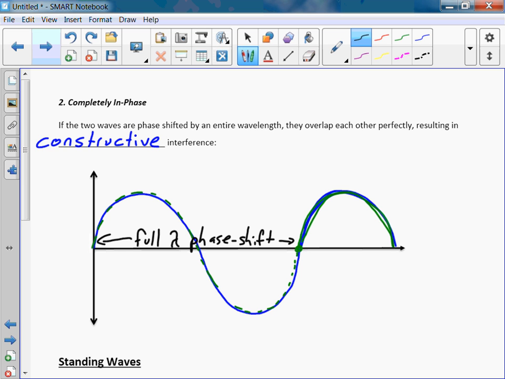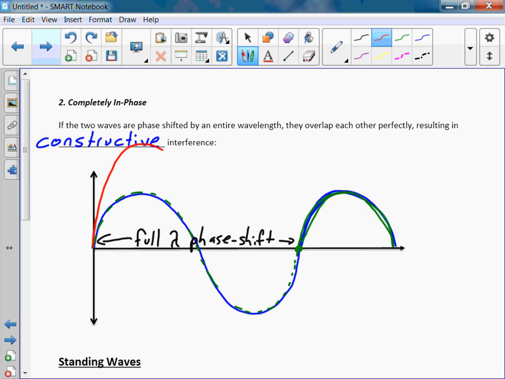Now, you can also have a zero phase shift if you just take two identical waves. They're also 100% in phase with each other. Now, the resulting wave for this one, instead of canceling out, you get a super crest. You get complete constructive interference here.